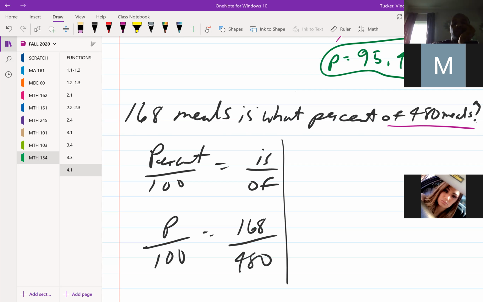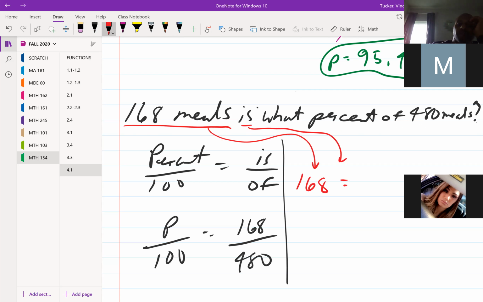Another way of setting this up, if you didn't want to use proportions and you want to use an equation, you can set it up as an equation. You got 168 is, which is your equal sign, what percent is P. Of in mathematics means multiplication, and then that's 480. So that's another way of doing it. Either way, you still get the same result.